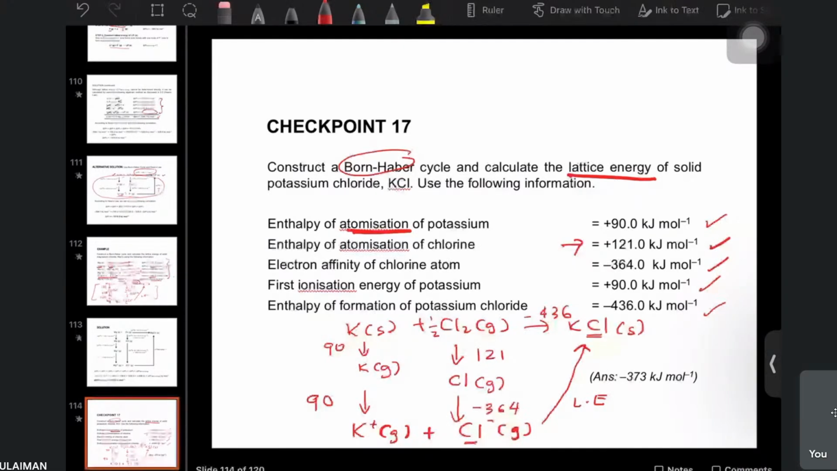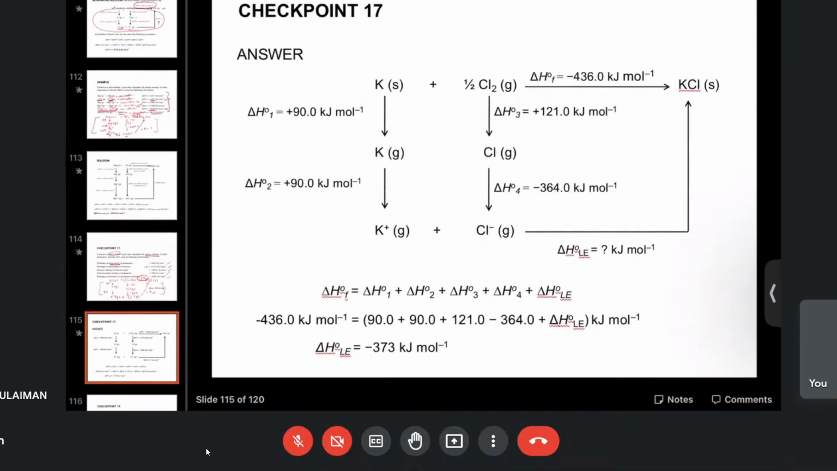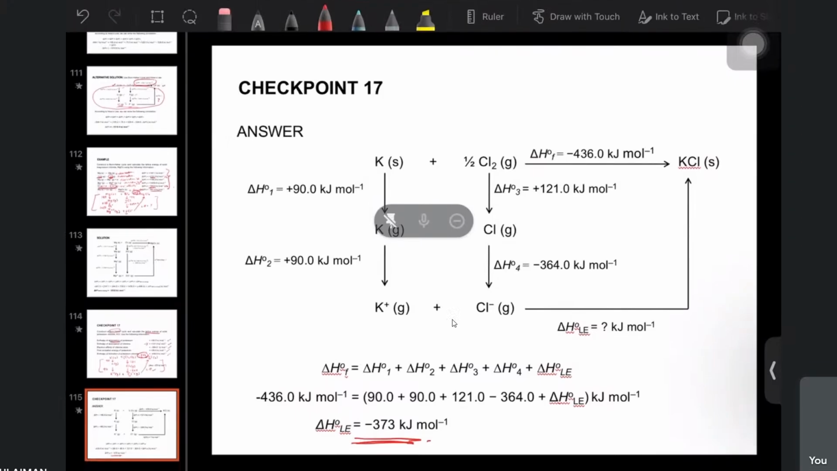Okay, so it is complete. You can add all of these together, equal to this value. So you can calculate the lattice energy. Did you get the answer negative 373, class? Did you get this value? Yes. Alright.